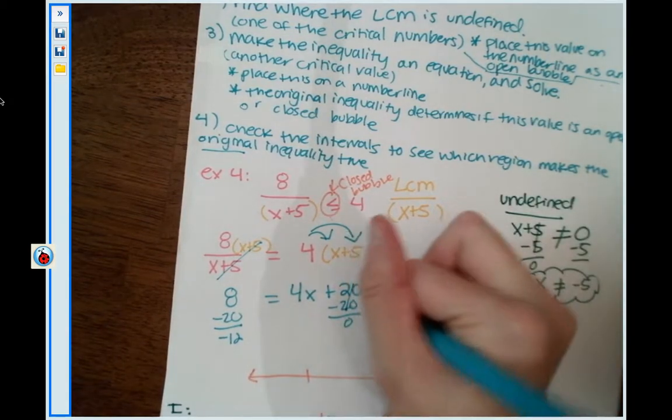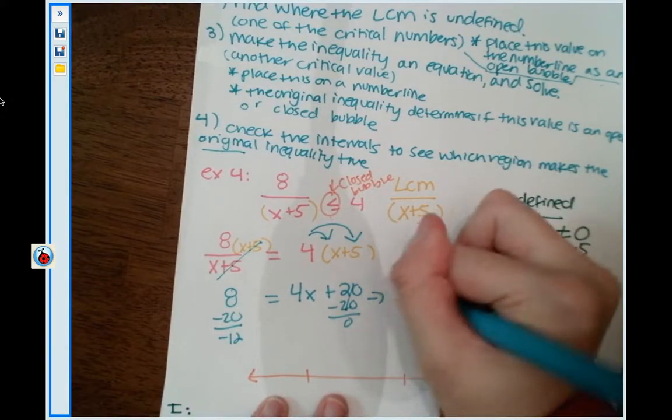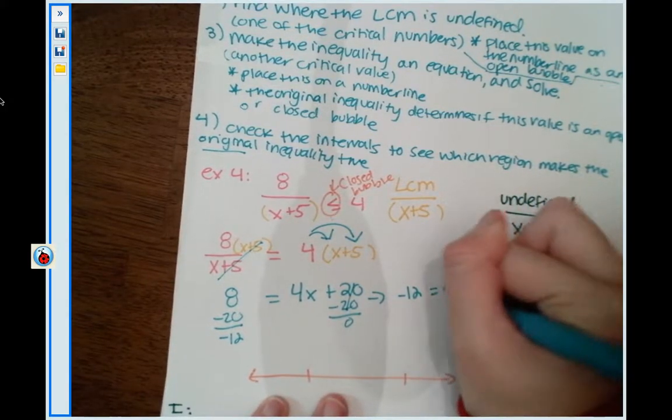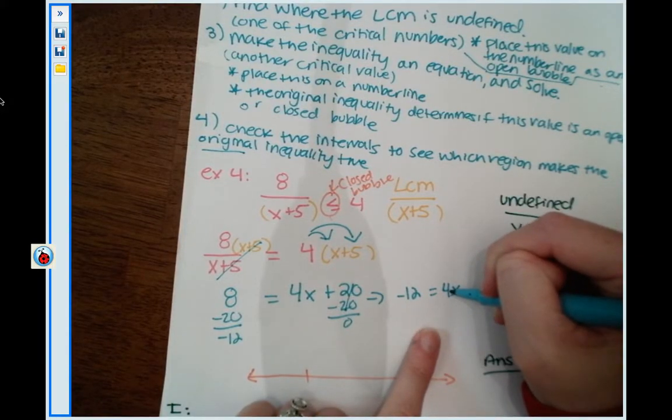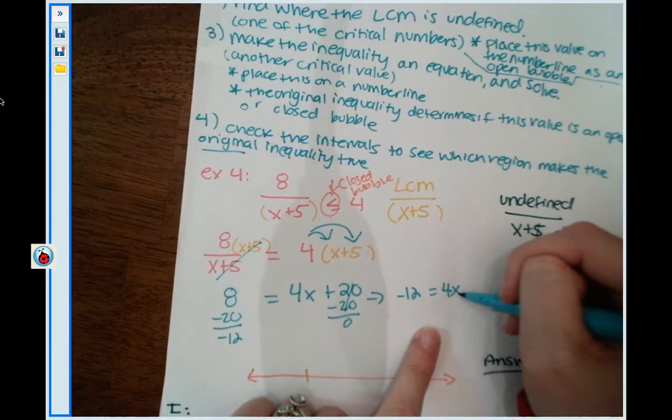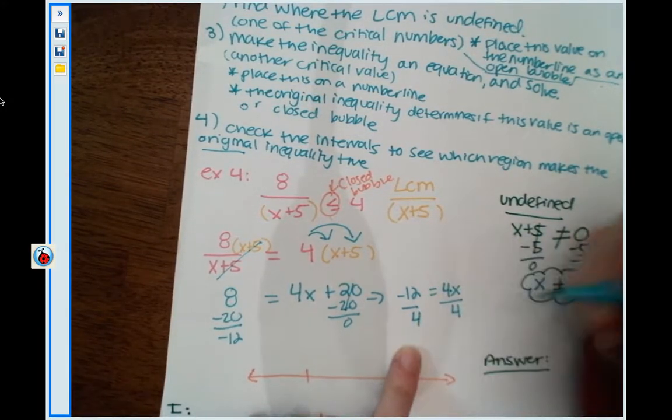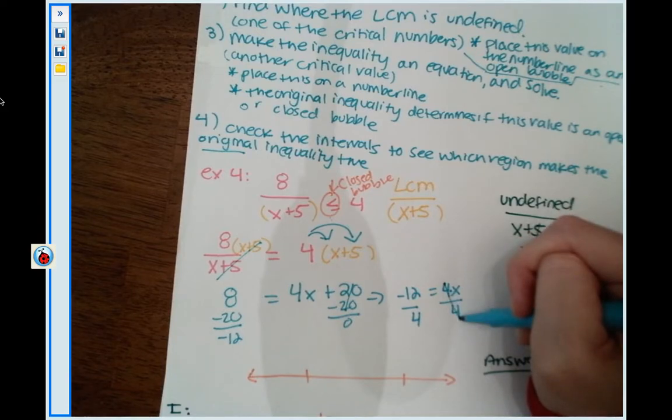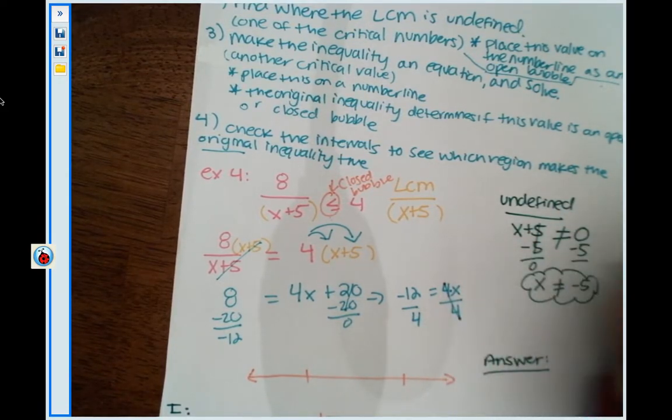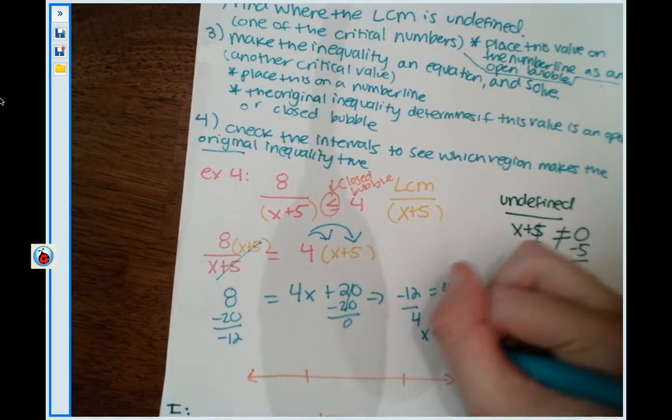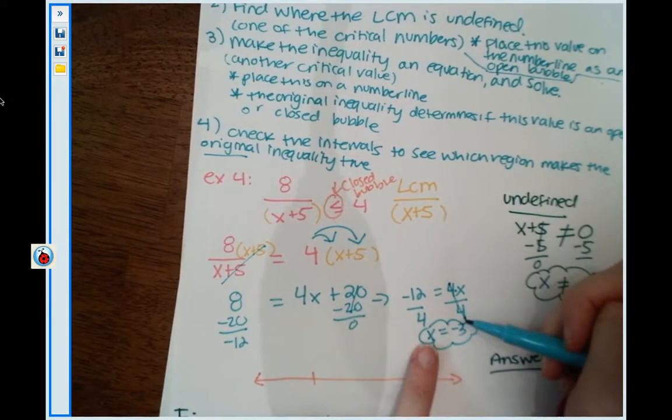So what I'm left with now, I'm going to write it over here since I have some more space. I have negative 12 equals 4x. And the way that we get x by itself, since the 4 is secretly multiplying my x, the way we move that bad boy to the other side is by dividing by 4. So 4 divided by 4 cancels and turns to 1. And negative 12 divided by 4 is negative 3. So on this side, we're left with x equals negative 3, which is another critical value.